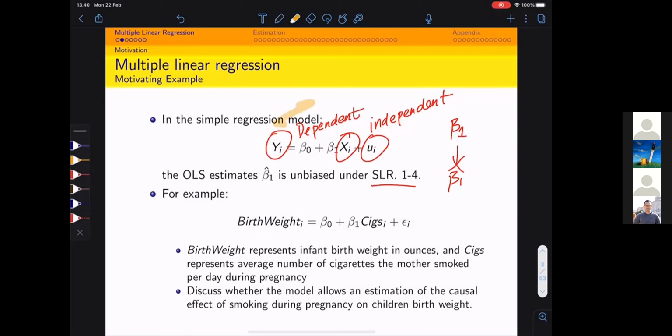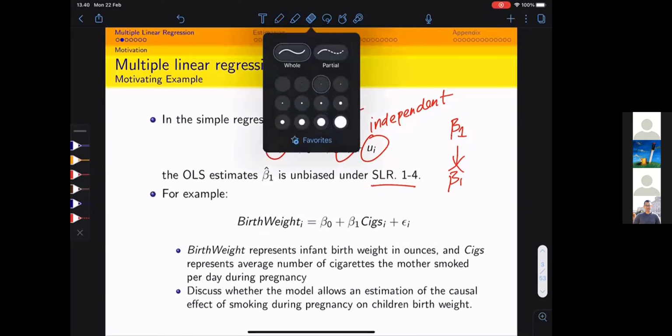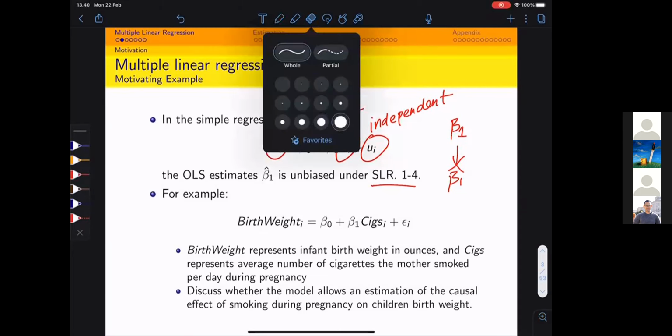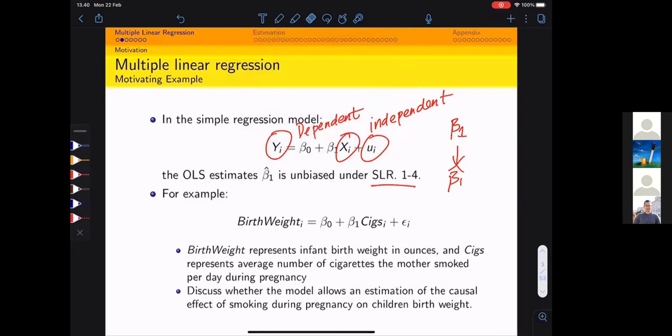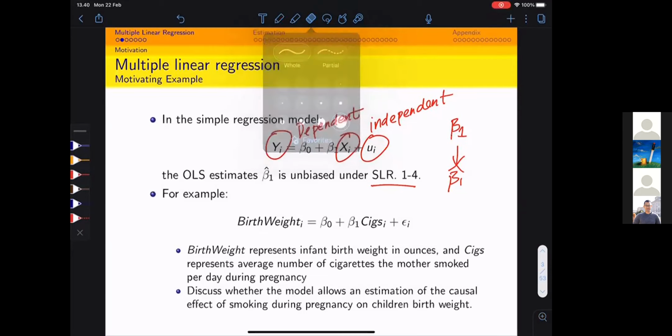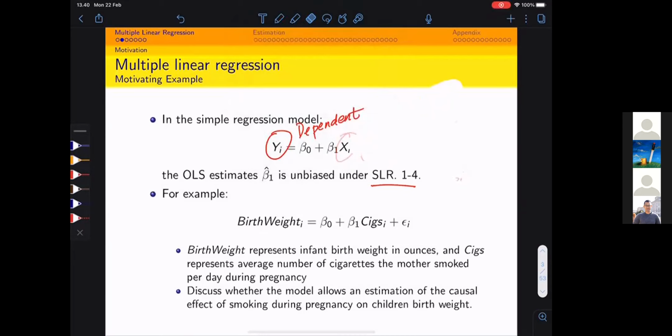The assumption is that smoking causes a... smoking will decrease the birth rate of children.